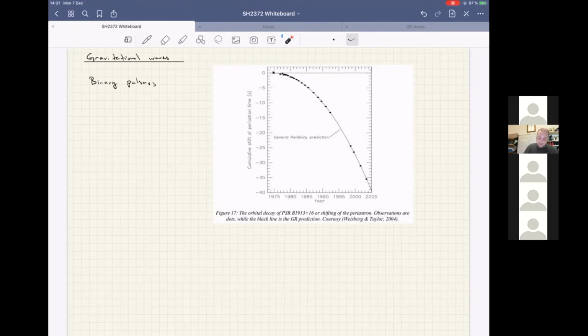As you can see from this figure, there are the experimental points, and then you have the prediction from general relativity. This is the prediction that is made by assuming that gravitational waves are being sent out at the rate predicted by GR. Any questions on gravitational waves? We discussed this already in lecture 9, as I said.